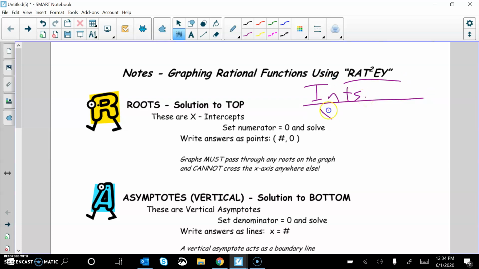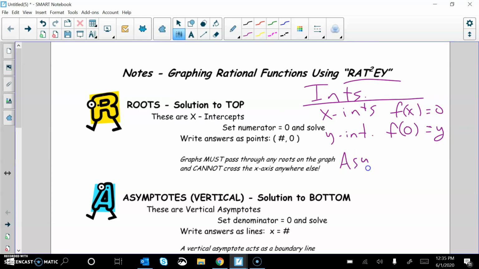You need your intercepts, so x-intercepts. Set it equal to 0 and solve it. This is when your function is equal to 0, solve for x. Your y-intercept is when you plug in 0 and calculate the y-coordinate. They may have one, they may not. It just depends on the graph.